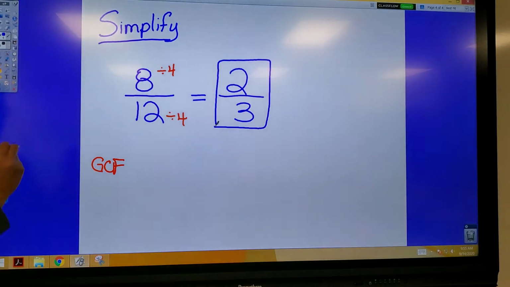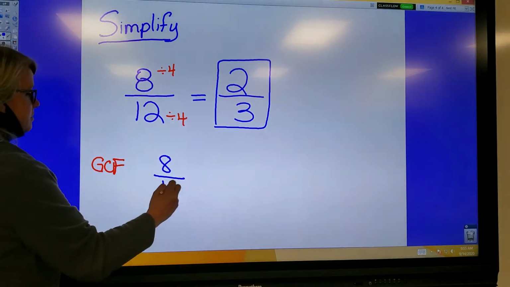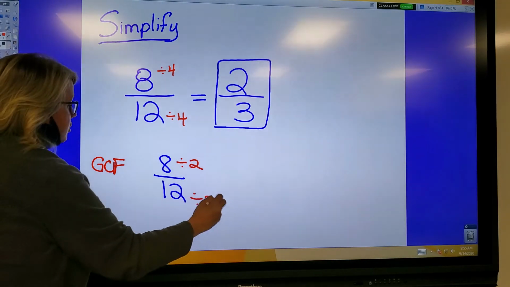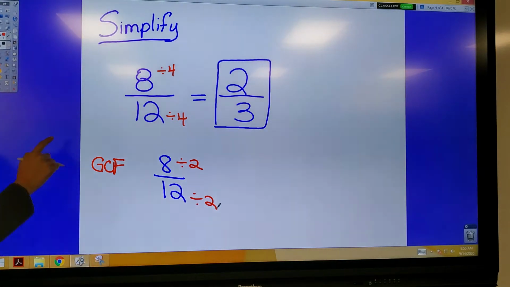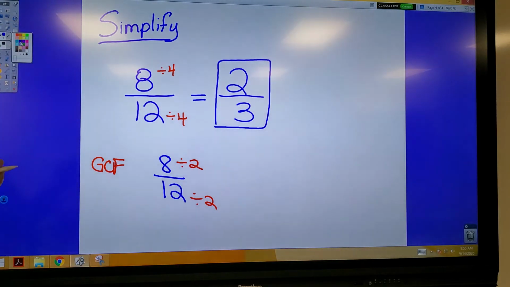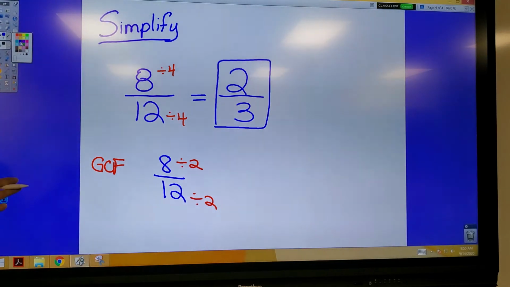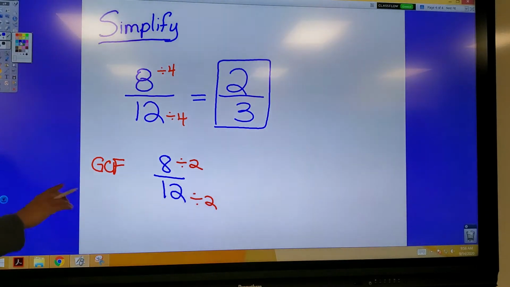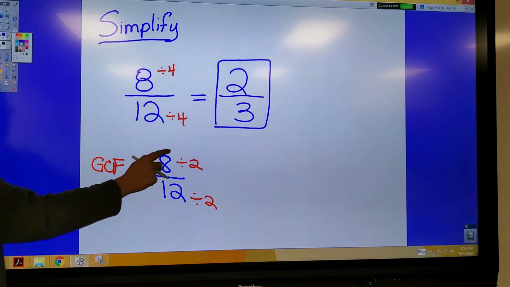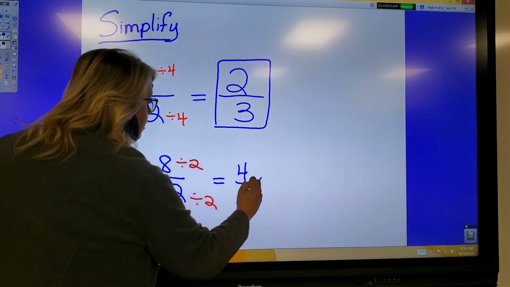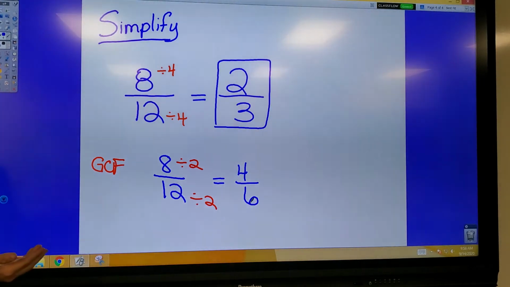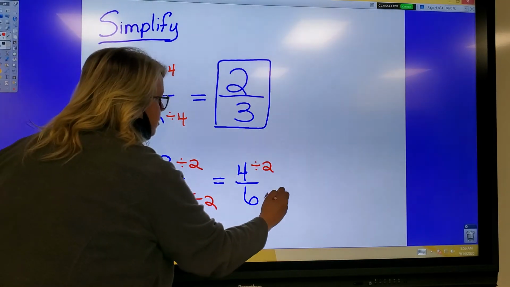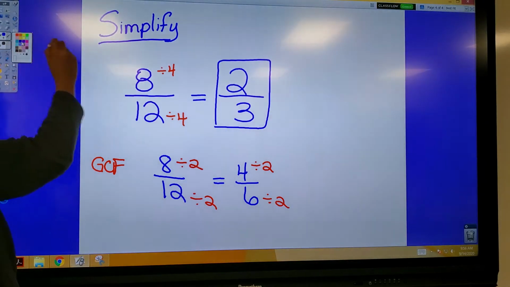Now, could you have divided 8 and 12 by anything else besides 4? You could divide them both by 2. Now this works. 2 is not the GCF, but 2 is a common factor. Dividing by 2 is always a nice place to start if you're not very good at finding the GCF and your multiplication facts. If you see that they're both even, you know you're going to be able to divide by 2. So that's going to give me 4/6. And then I'm like, oh, they're both still even. So I can divide by 2 again, and that would give me 2/3.